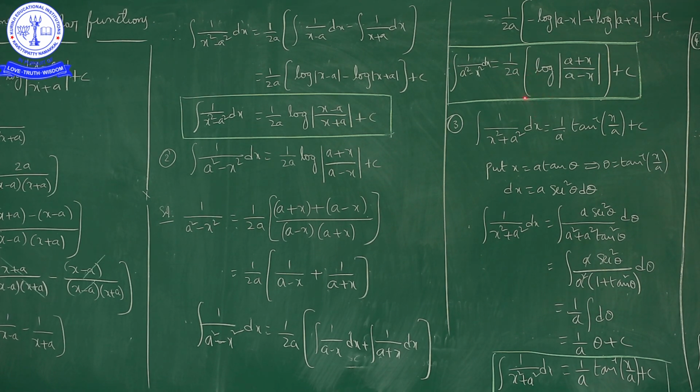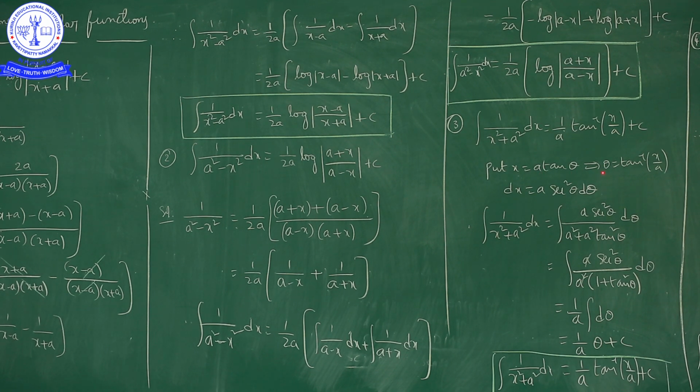Okay. Next, the third one: integration of 1 upon x square plus a square dx. Here, whenever you have x square plus a square, you substitute x equal to either a tan theta or a cot theta. Whenever you have a square minus x square, you substitute x equal to either a sin theta or a cos theta. Whenever you have x square minus a square, substitute x equal to either a secant theta or a cosecant theta.